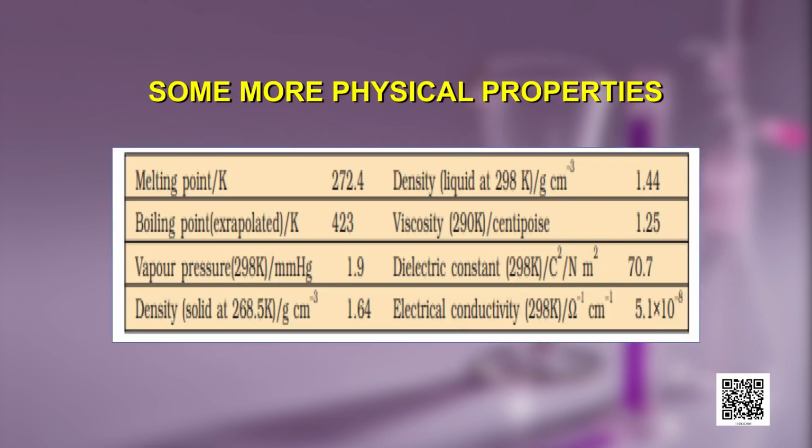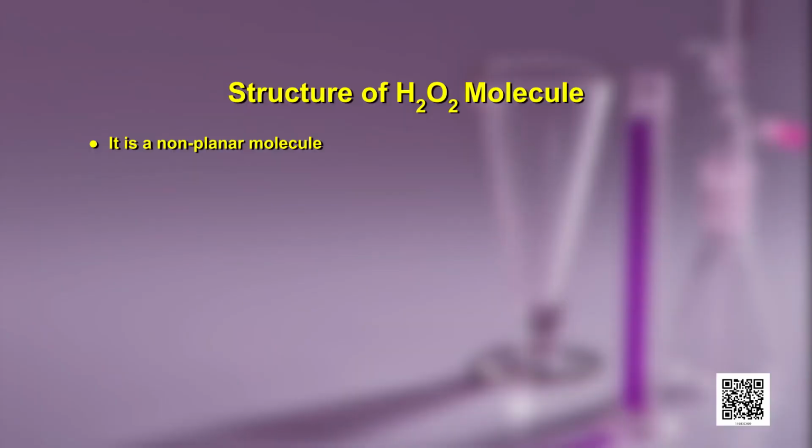The other physical properties, as shown in the table, can be glanced at, and after seeing the table, you can compare these properties with those of water. Let us now have a look at the structure of the hydrogen peroxide molecule. It is a non-planar molecule.